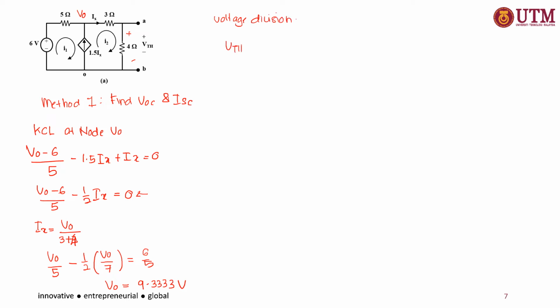Okay, your VTH is equivalent to 4 divided by 4 plus 3 times V naught, which is 933. Okay, then with this value you will get your VTH is equal to 5.3333 volt. Okay, and then we need to find I short circuit.